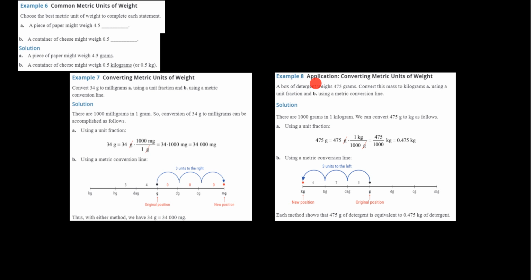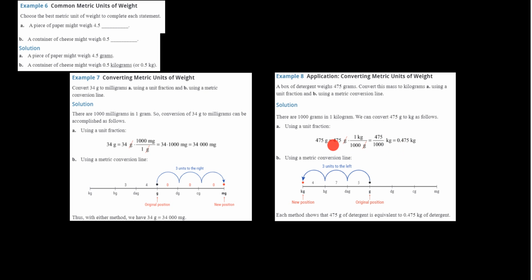Over here we have a box of detergent weighs 475 grams. We want to convert this mass to kilograms, and so same procedure again ad nauseum here. 475 grams. Well, I want to change it to kilograms, so I have to say 1 kilogram is over 1,000 grams. They're equivalent. I cancel out my grams, so it's just simply 475 divided by 1,000, or 0.475.